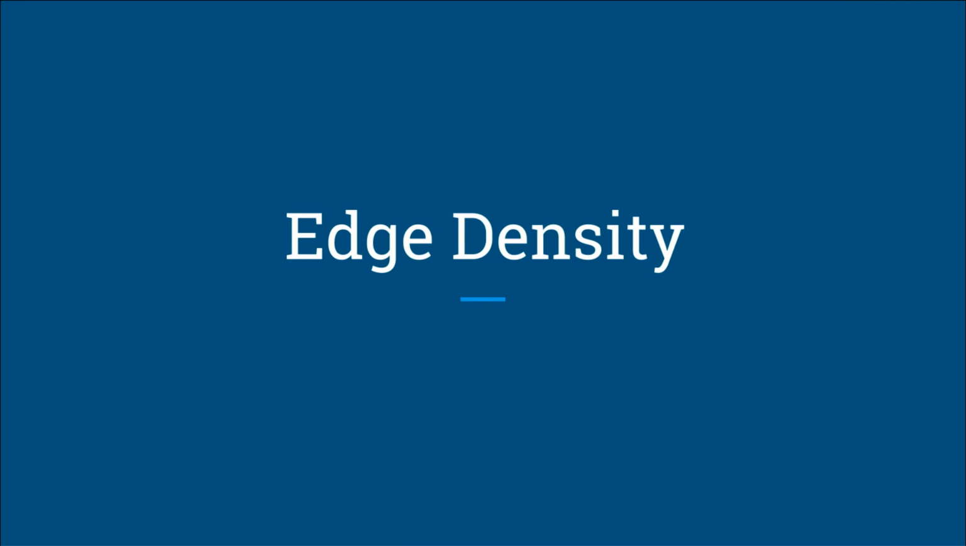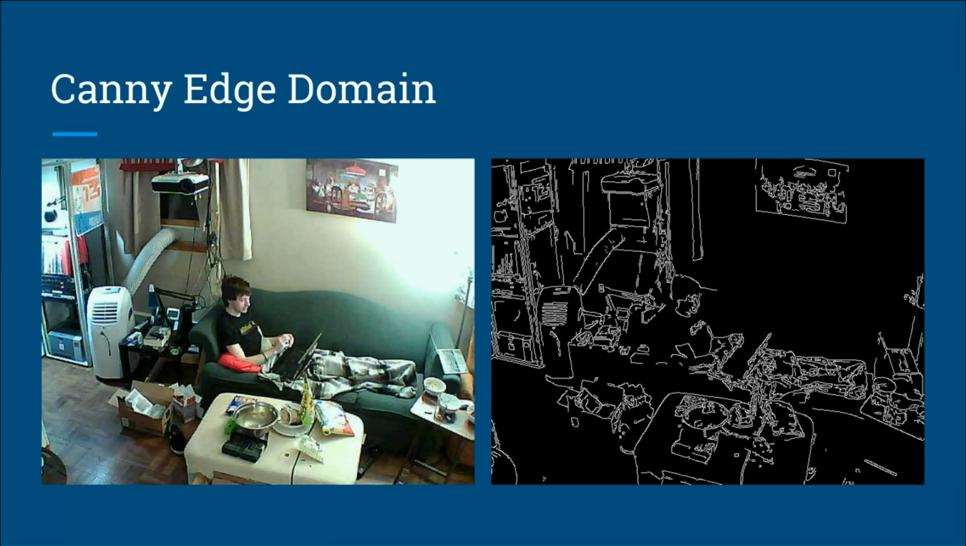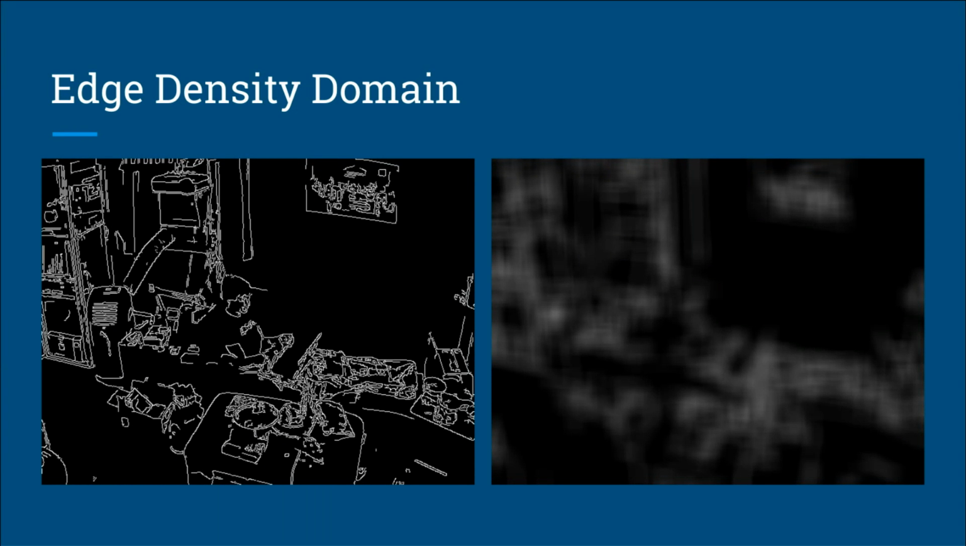I began looking at the Canny edge domain. This color image is converted to grayscale and redrawn as just edges using the OpenCV Canny edge detector implementation. This acts as a sort of first-pass thresholding. Flat areas are largely removed. Next, I look at the density of white pixels in this edge domain. To do this, I used the built-in box filter implementation in OpenCV.